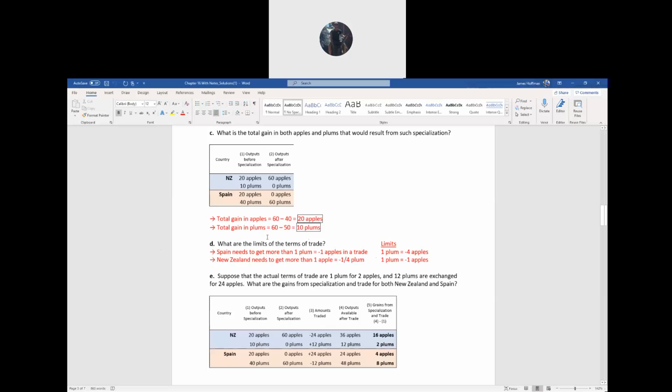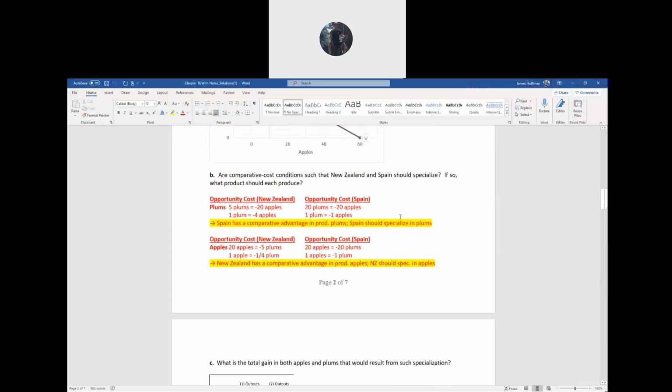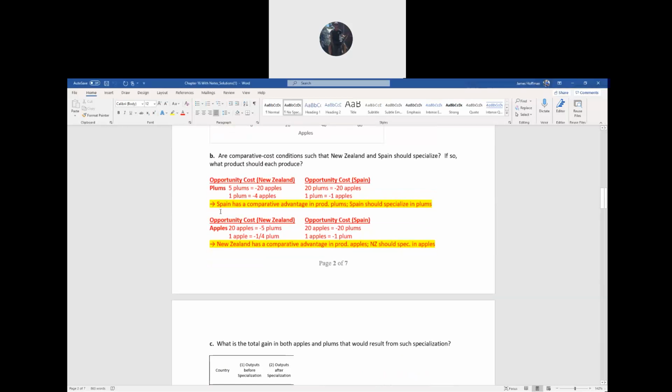So take the country that specializes in something, and then take that initial opportunity cost and make a note that they have to get better than that, otherwise they wouldn't trade. So let me show you what I mean. Spain is going to specialize in plums, okay? We determined that. So that means that in a trade, if they're going to make plums, they want to get apples in a trade.